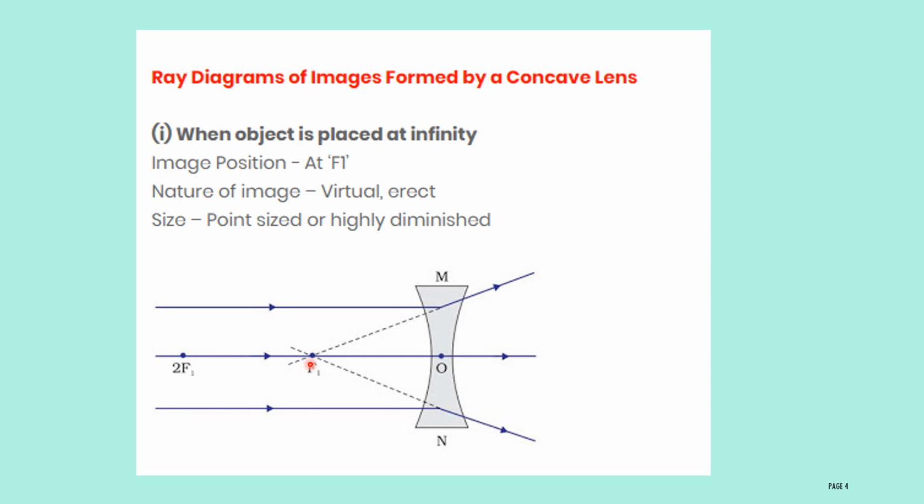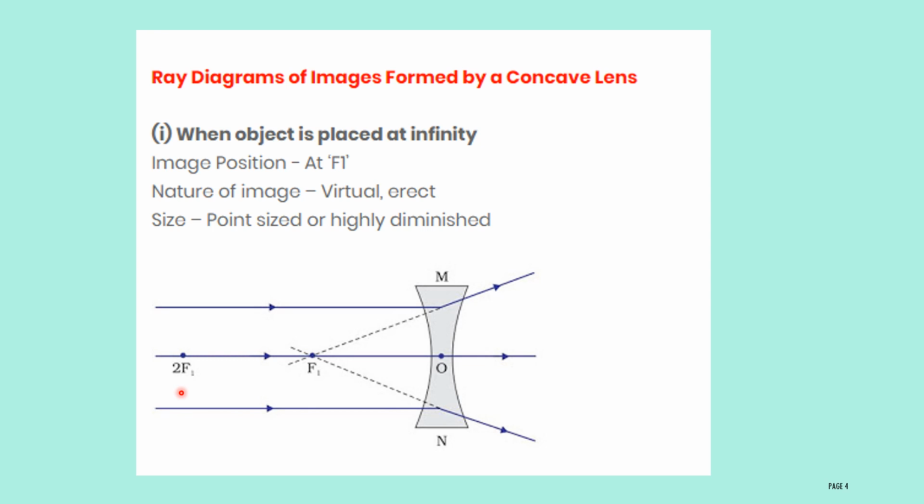Therefore, the nature of the image is virtual and erect. It is virtual because you are getting the image on the same side of the lens as the object. Then the size of the image is point size, highly diminished. You can see both the rays meet at a single point. Therefore, the size of the image is highly diminished and it will be point size. This one you have to remember.